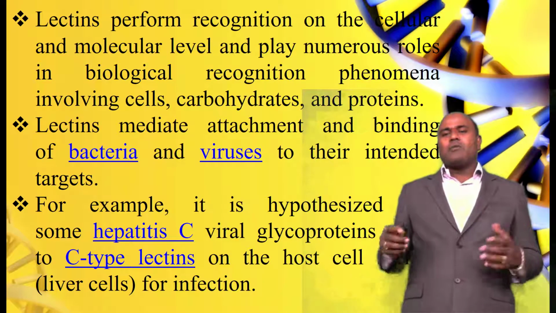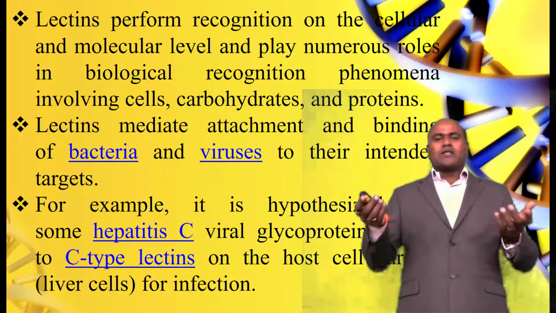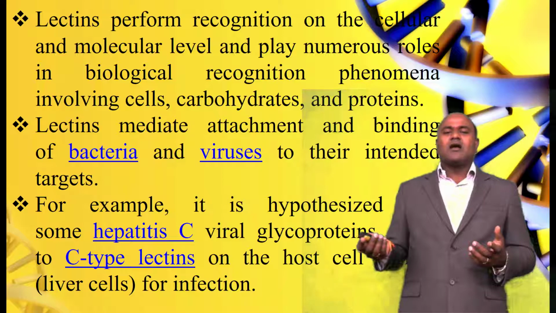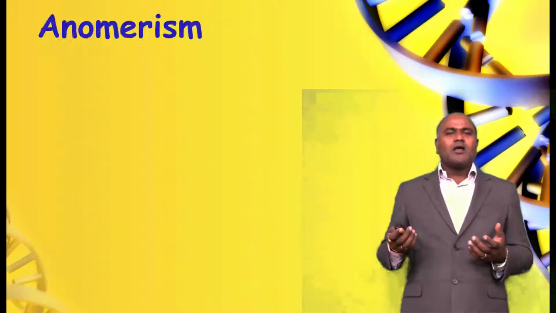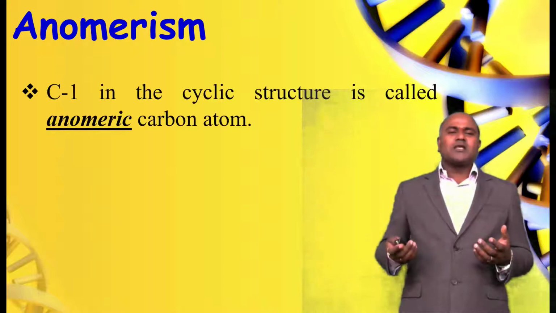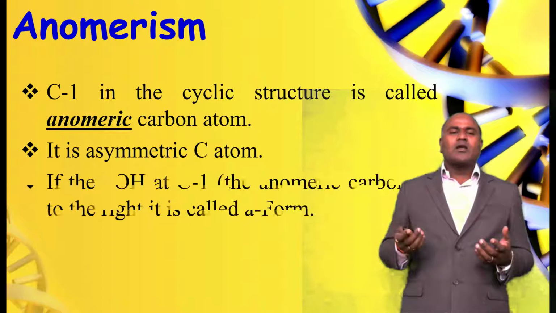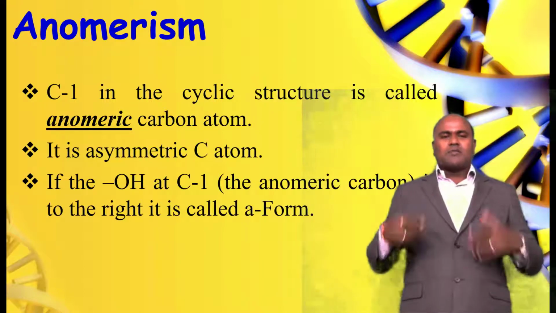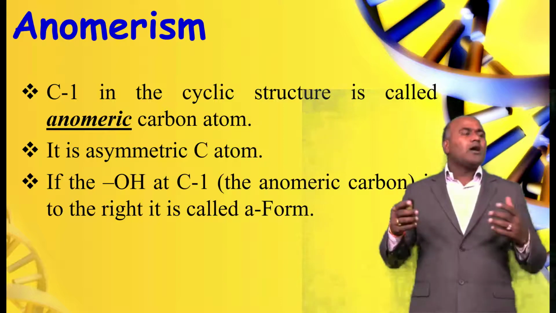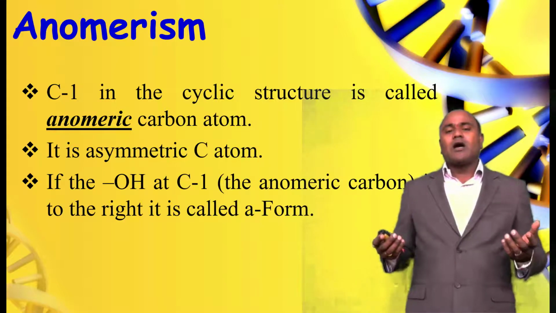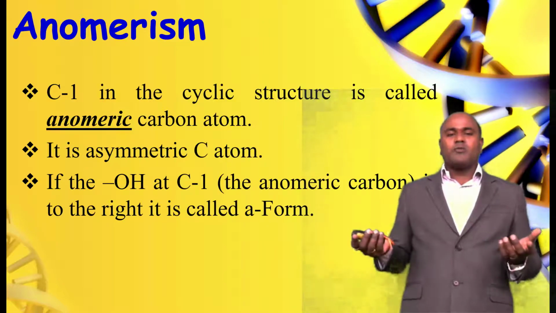For example, it is hypothesized that some hepatitis C viral glycoproteins attach to C-type lectins on the host cell surface, on liver cells, for infection. So the anomeric carbon is carbon one in the cyclic structure. It is called the anomeric carbon atom. It is an asymmetric carbon atom.